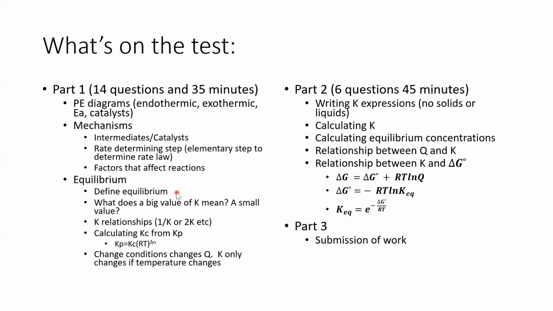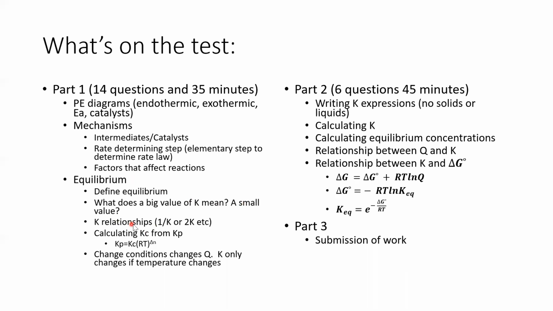So defining equilibrium. Okay, the rate of the forward reaction equals the rate of the reverse reaction when a system is at equilibrium. Okay, what does K mean? Well, K is an equilibrium constant. The bigger the value, the more product you have and the less reactant you have at equilibrium. The smaller the K value, the less product and the more reactant you have at equilibrium.